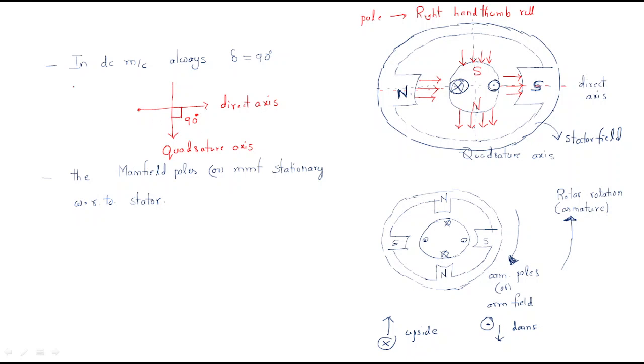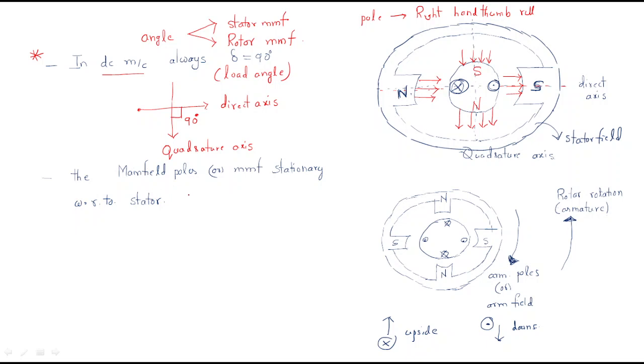Just look here: in DC machines, the del value will always be 90 degrees. What is del? We can call it the load angle. So this load angle is 90 degrees. The most important thing in DC machines is that the load angle value is 90 degrees. What is the load angle? Load angle is the angle between the stator MMF and the rotor MMF. The stator has some magnetic motive force, and the rotor also has its MMF.